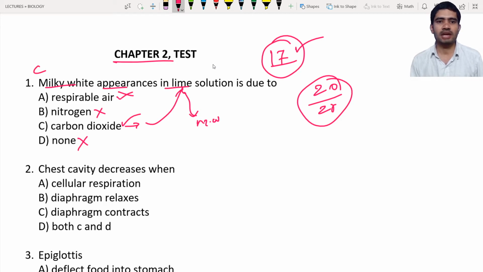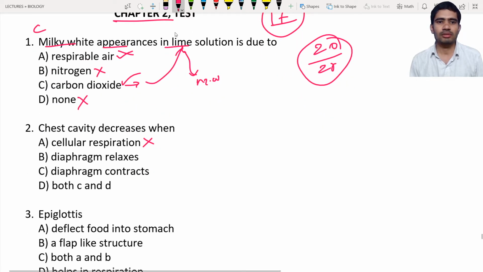So the first option is C. Next is, the chest cavity decreases when. When you exhale the gas, the chest cavity is going to decrease. So, the chest cavity decreases when cellular respiration. It is not correct; there is no relation between cellular respiration and chest cavity decrease. Next, diaphragm relaxes. Okay, what will happen when the diaphragm relaxes? The chest cavity is going to expand. So this also could not be correct.